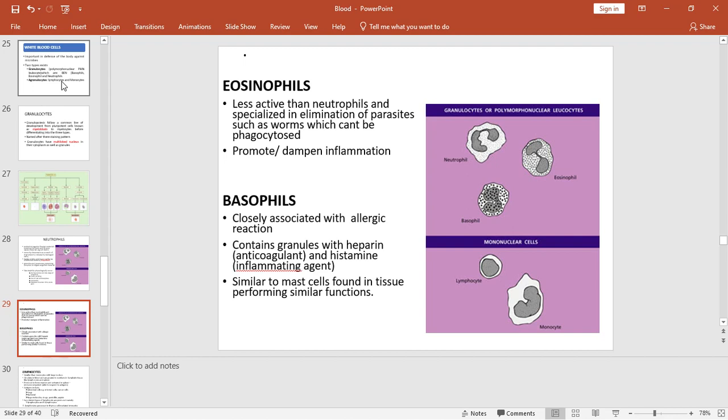You also have basophils. Basophils are associated with allergic reactions. So, they contain a lot of these histamines, very similar to mast cells and things like that.